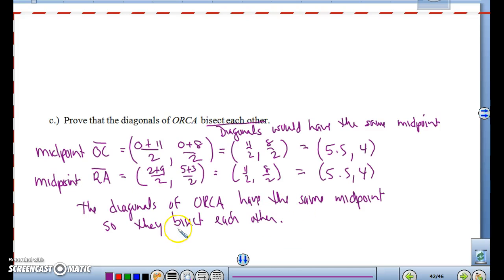So, when you do a coordinate proof, it's very important. Show your work, tell why you're doing it, and conclude why your statement is true. So that is an example of a coordinate geometry proof. We'll be doing some more of these in class.